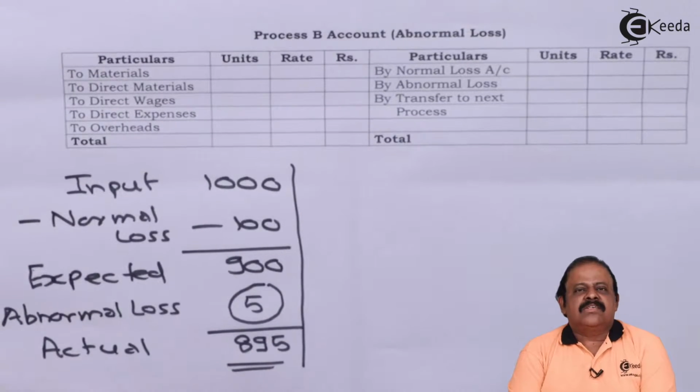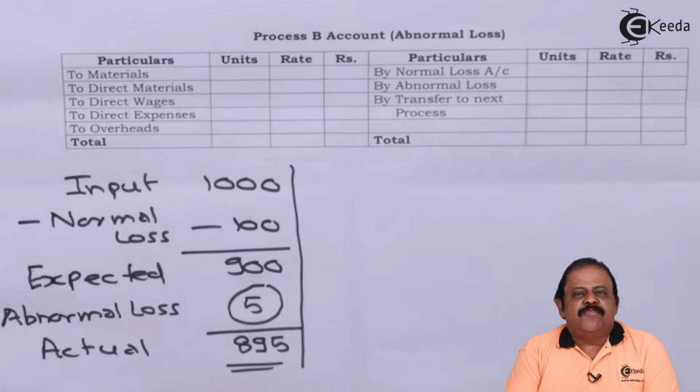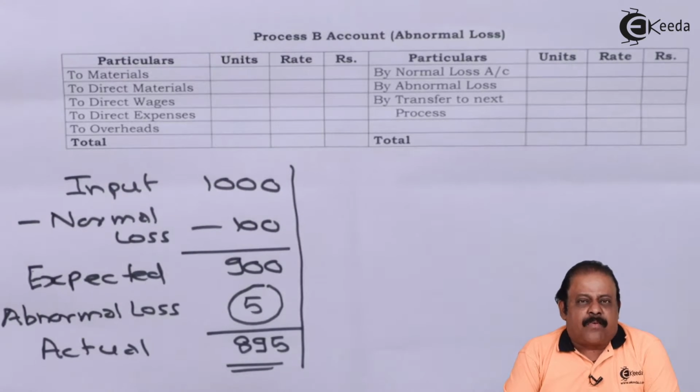Now what is abnormal loss? The loss which is not expected. What is expected is normal loss. What is not expected is an abnormal loss. Why does abnormal loss arise? If the quality of material is bad, if worker is not expert, if machineries are not properly maintained, then there is possibility that over and above normal loss, we may come across abnormal loss units. These abnormal loss units are the losses for the processes.